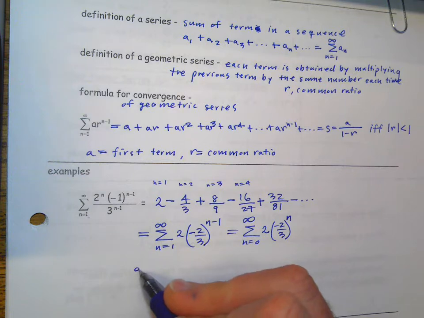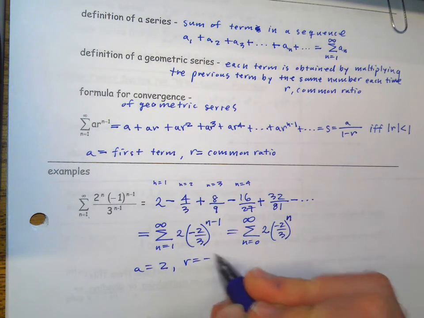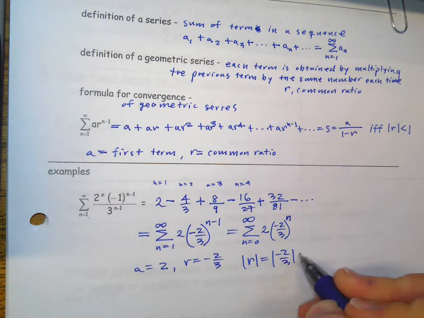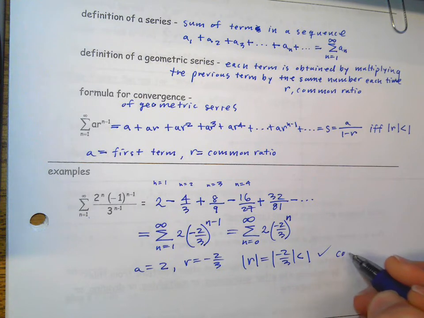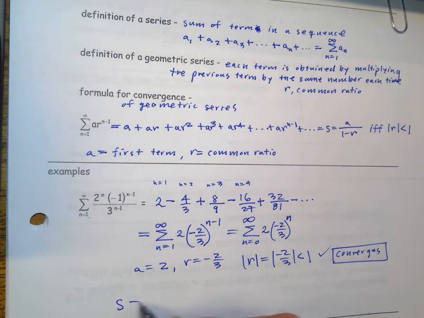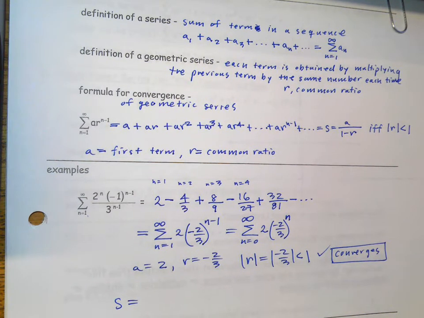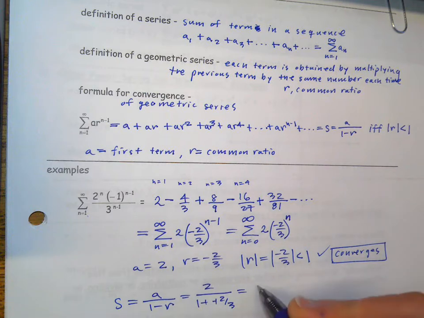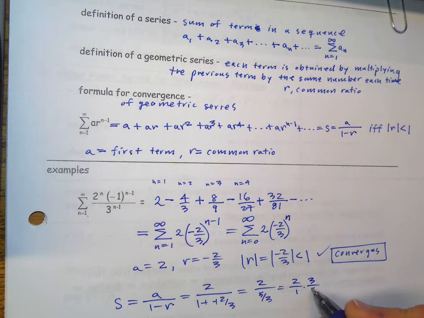Now, a value is 2. The r value is negative 2/3. Is the absolute value of r less than 1? Yes. So we know it converges. The value it converges to, the sum, capital S, is usually what we use to reference that. The formula is a over 1 minus r. I'd write that down every time until you memorize it. 2 over 1 minus negative 2/3. Be careful with the extra negative. It's going to be plus. 2 over 5/3. 2 over 1 times 3 over 5. 6/5 is the sum.